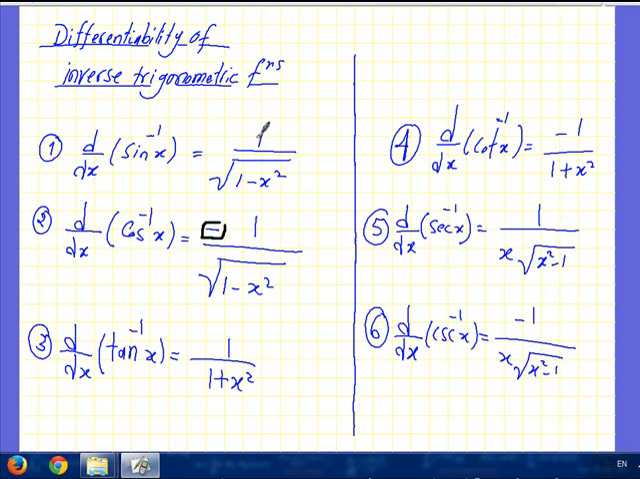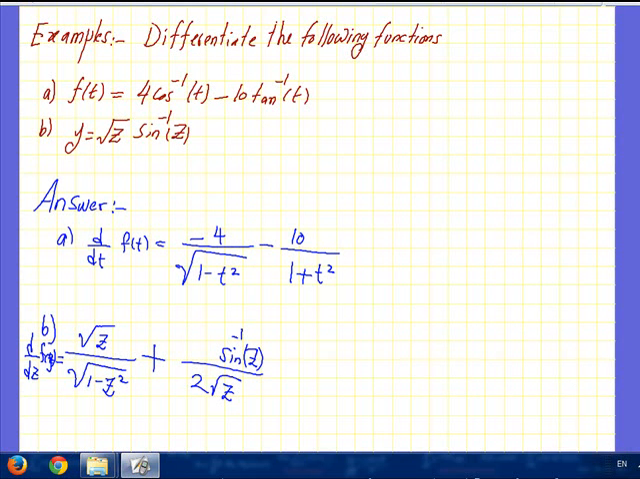We note, for simplifying, keeping this in mind, the signs alternate: positive, negative, positive, negative, positive, negative. Also, I will give you a very important technical way of how to deduce these rules if you forget them. But if instead of x it was u of x, we have to multiply the result by du by dx.